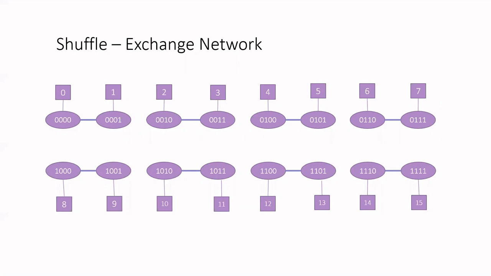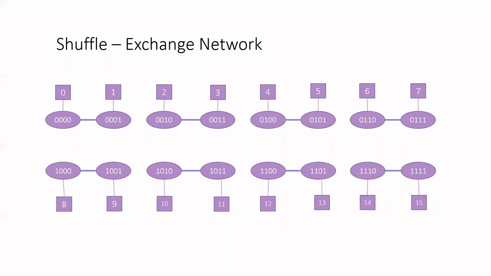Now let's try the shuffle connection. Let me repeat the rule again. Shuffle connection is to pair two nodes A and B if B is the result of shuffling one bit position of A to the left.